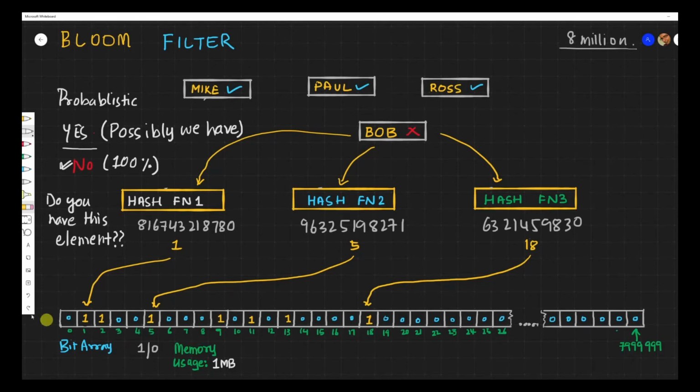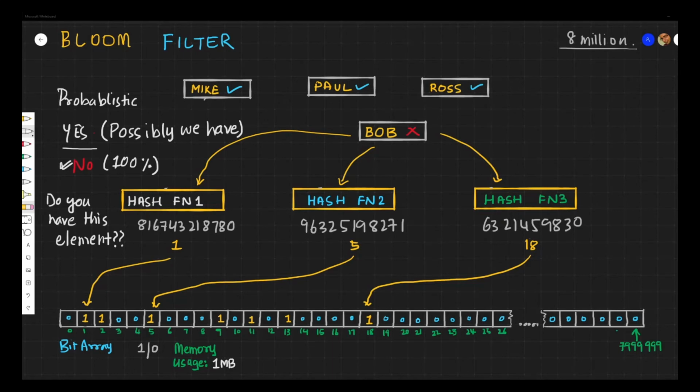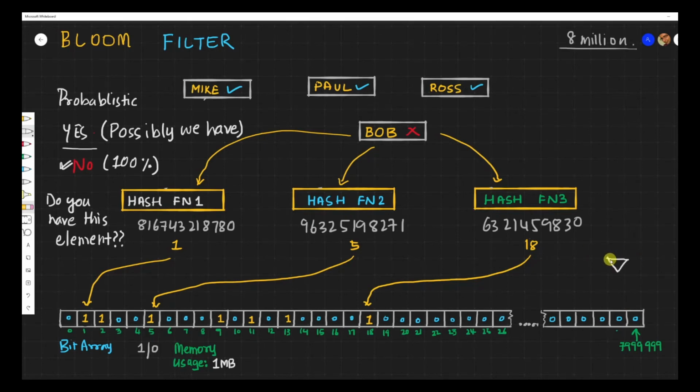And as this bit array starts growing and we encounter more number of ones in this, what will happen is your probability will start going down. You will start giving false positives, right? So over here we saw that we said that we are already having Bob, right? So the probability will start going down as and when it fills up, right?